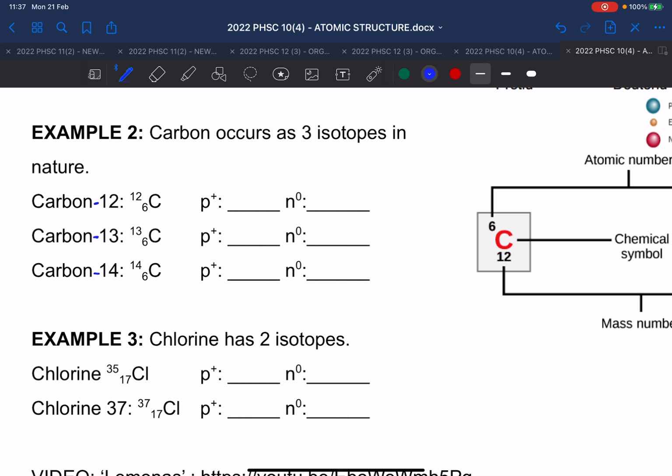Okay. What is carbon 12's number of protons? 6. Number of neutrons? How did you get to 6? Alright, carbon 13, how many protons? And neutrons? Yes. And how many protons for carbon 14? And how many neutrons?